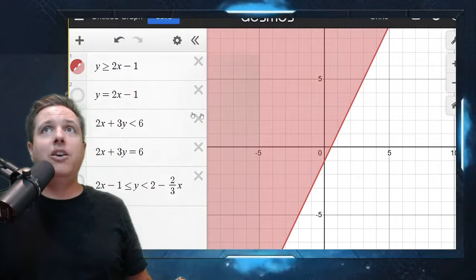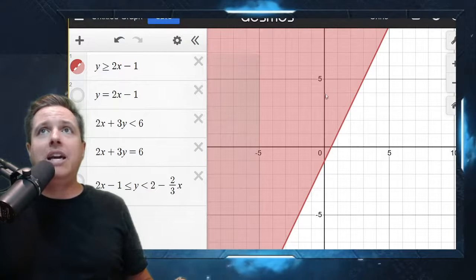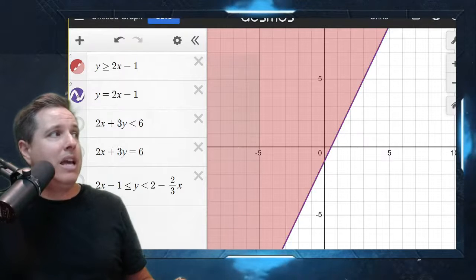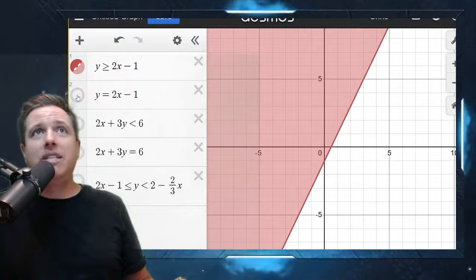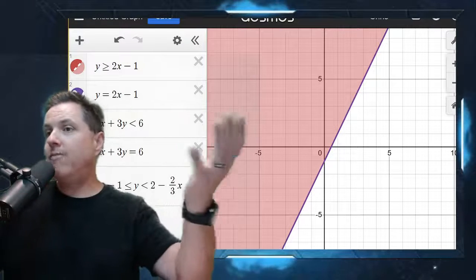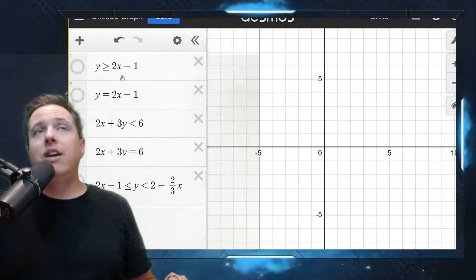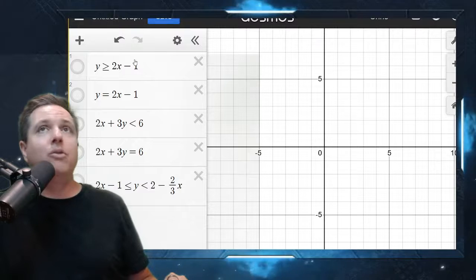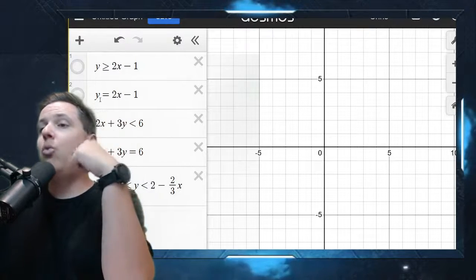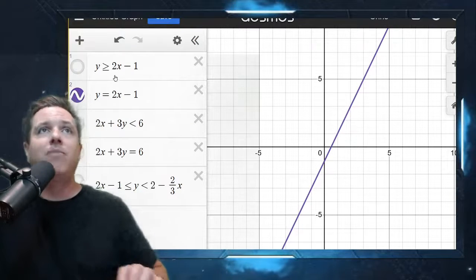So notice right here when we've got this region, what do we have? We have a line and a shaded region. Well, notice that the line, when we momentarily pretend that it's an equation, is the boundary line. That is the part that separates the shaded region from the non-shaded region. So that's what we do first. If I want to graph y greater than or equal to 2x minus 1, first I should graph the boundary, which is y equals 2x minus 1. So right there, I've got a line.